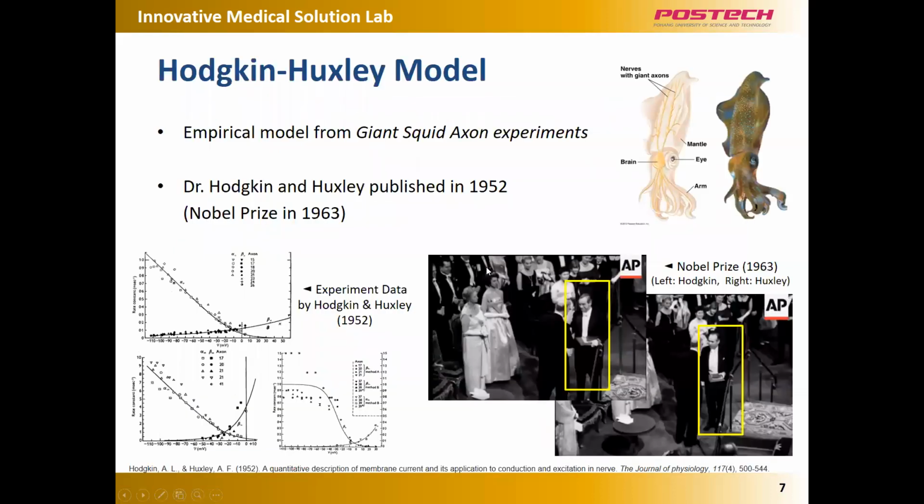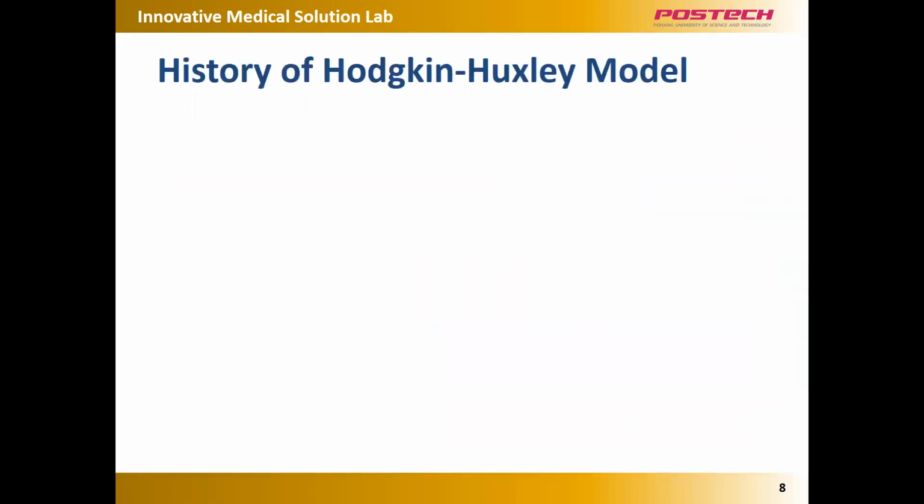So let's start with a brief review of the Hodgkin-Huxley model. The Hodgkin-Huxley model is the mathematical model that simulates the electrical properties of neurons and cardiac cells. It is based on the ion channel properties and the mechanism that controls their opening and closing.